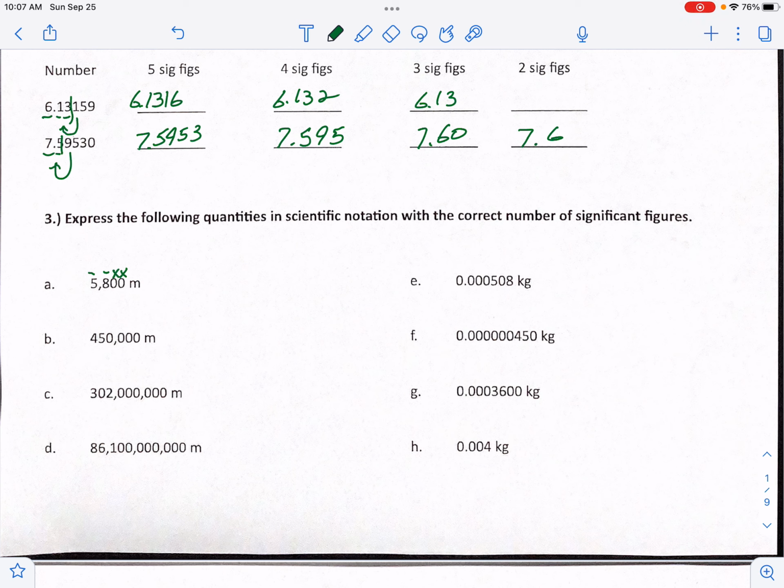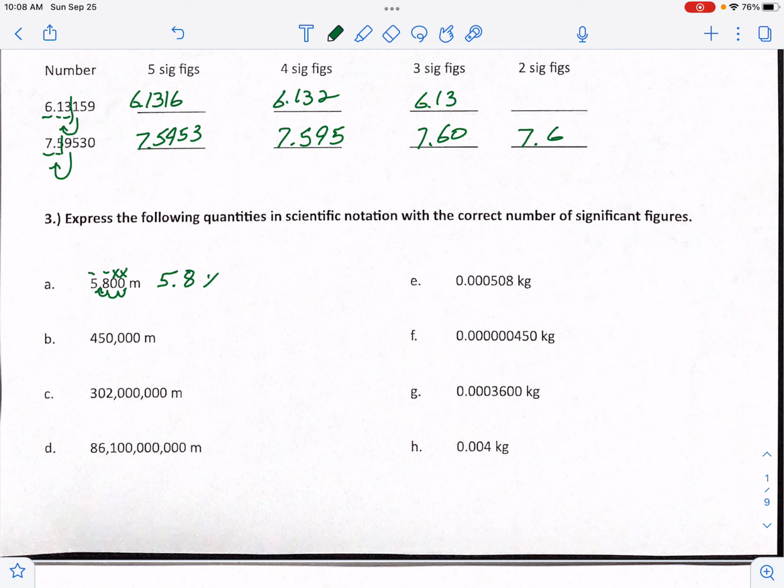Okay, so what we're going to do is when we're going to scientific notation, you have to start where the decimal is or where it would be. So on letter A, my decimal would be right after that last 0. Now what I'm going to do is I'm going to go to the left. So it's a big number. So we're going to go to the left until we get to a number between 1 and 10. So I'm going to go left 1, 2, 3 times. So that gives me the number 5.8. So it has to be a number between 1 and 10. Otherwise, it's not going to work.